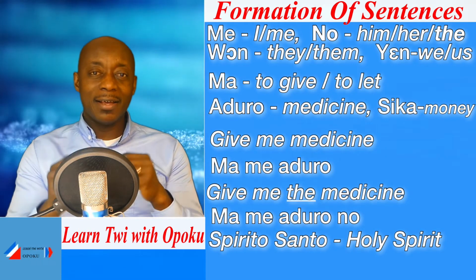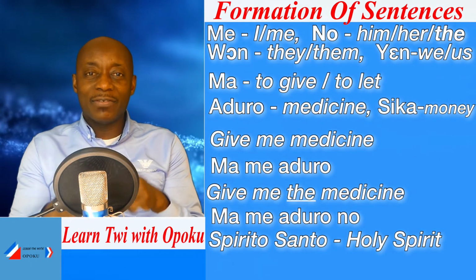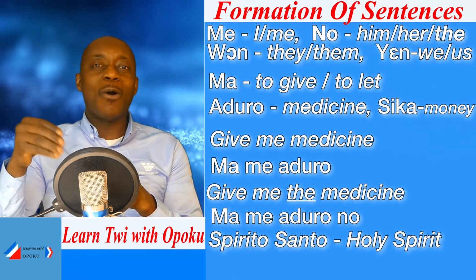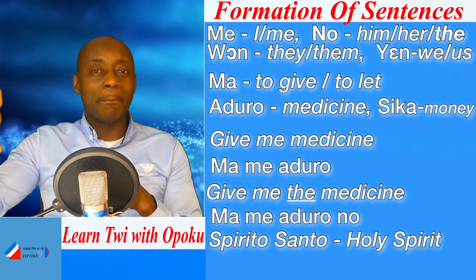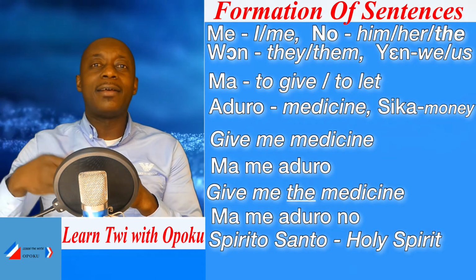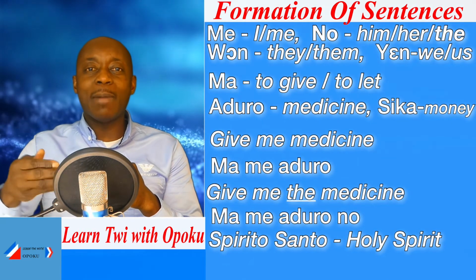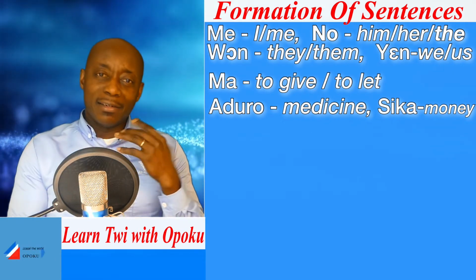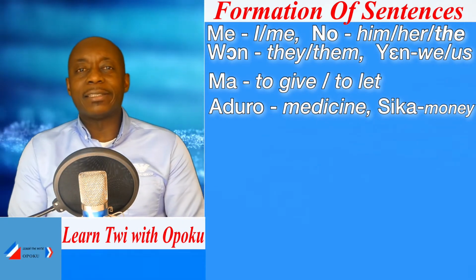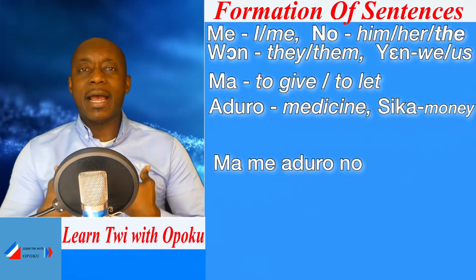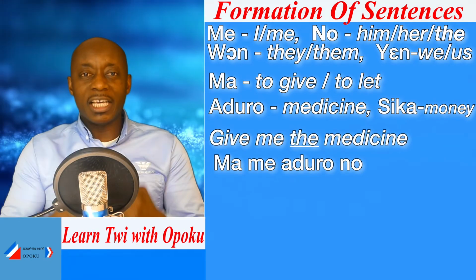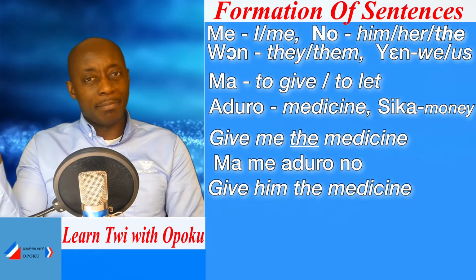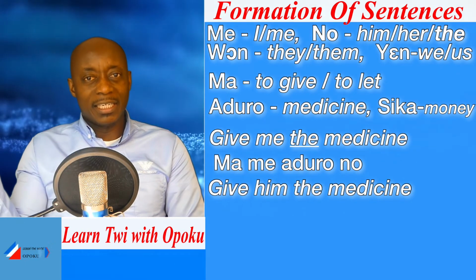We say the noun, and then after that, the adjective will come, or the definite article will come. So we always say the noun and then followed by the definite article. Good. So having this, then we can proceed and continue to form the sentences. So we have said, mami aduro no. Give me the medicine. What about saying, give him the medicine?